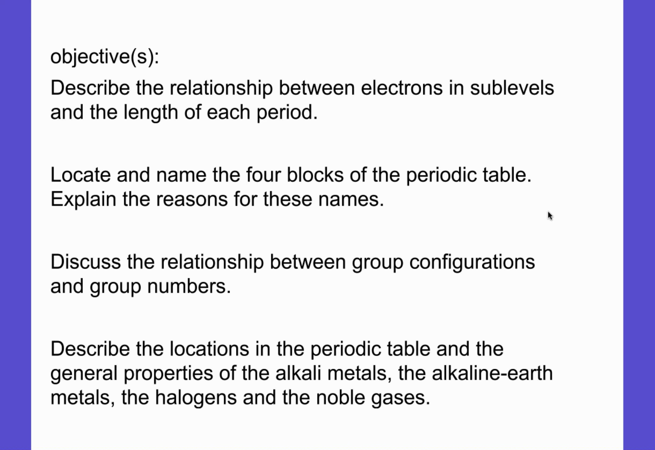Again, there's 4 sublevels, S, P, D, and F. We should already know that. And talk about how that works. And then we're going to talk about group configurations and group numbers. And then we're going to describe locations on the periodic table and the general properties of different kinds of elements, right? So some of those groups have names like alkali metals or halogens.